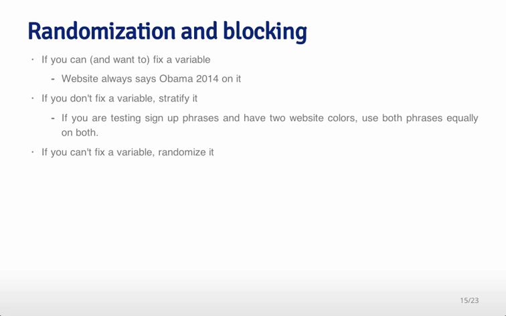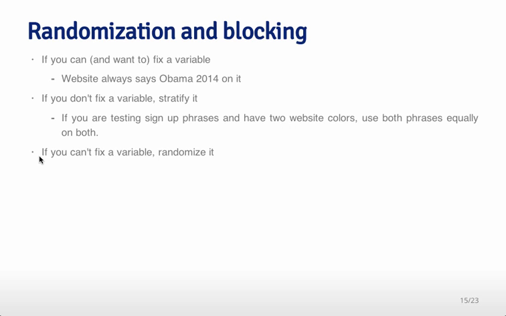Another way is that you could stratify. So suppose you have 2 website colors and you want to try out both of those website colors with both phrases and you want to know which phrase works better. Then what you can do is use both phrases equally on both colors. That way you've stratified your sample so you have both website colors used equally with both phrases.